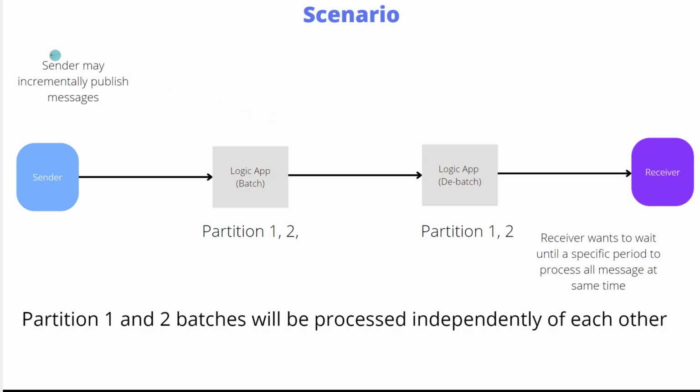So in our scenario here, we've got a sender that could be incrementally publishing messages. And then in our batch logic app, we're going to separate these into multiple partitions. So here it's just going to be partition 1 and partition 2, just for illustrative purposes. And then we're going to debatch, and when we debatch, we're going to find that we'll debatch based on partitions and the criteria being met for the partition, not for the batch.